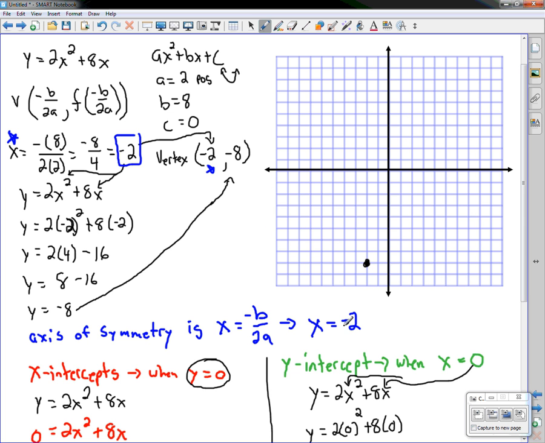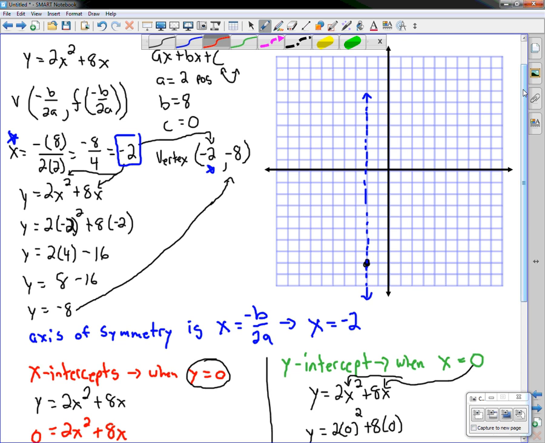The axis of symmetry is going to be a vertical line through x equals -2. Again, when you're graphing this in Math Excel, we're not going to need to include the axis of symmetry, but that's what it would look like. It would be a vertical line through your vertex.